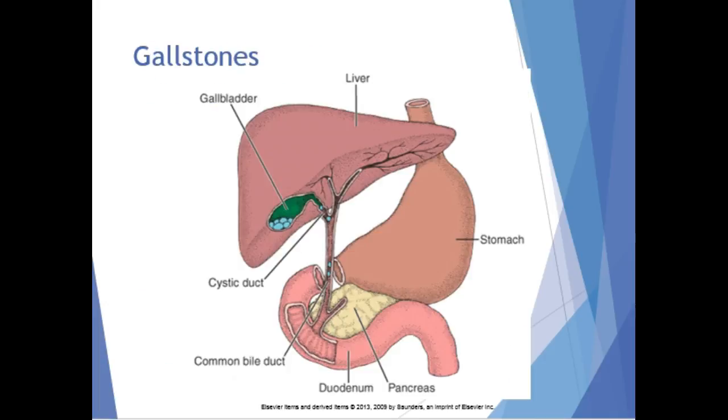In this diagram from your textbook, you can see that gallstones lie within the gallbladder with an obstruction then of the common bile and the cystic ducts, and therefore that would cause the bile to build up behind that obstruction and could result in liver damage, etc.